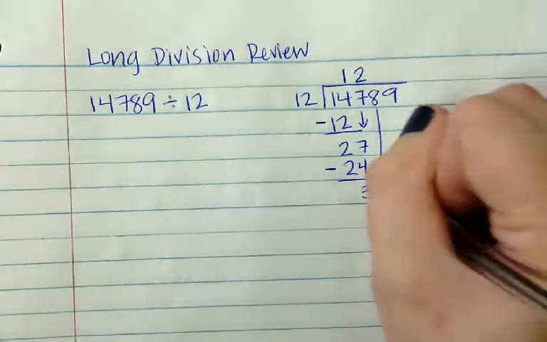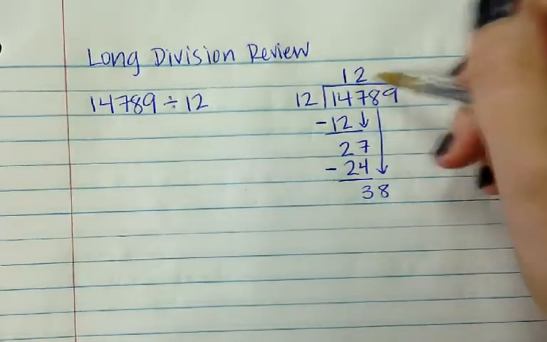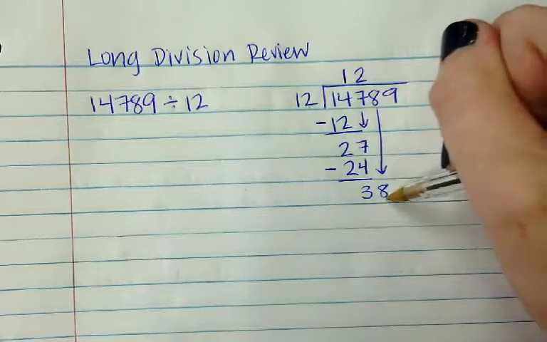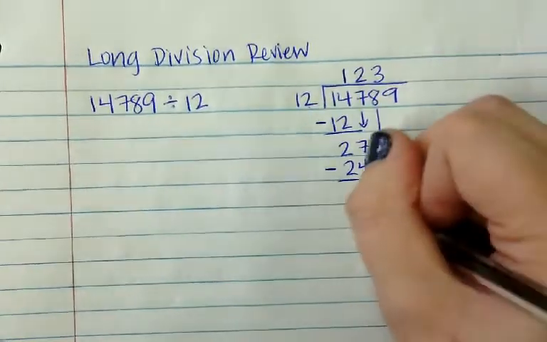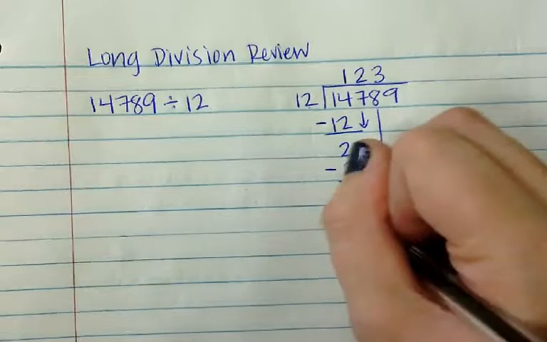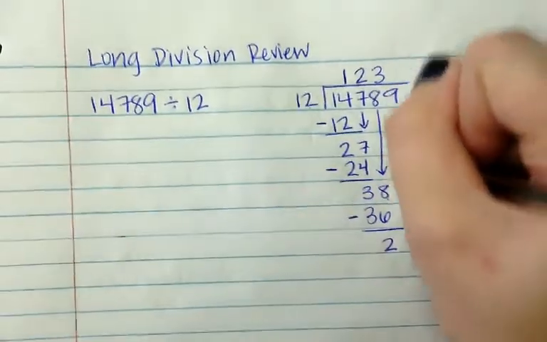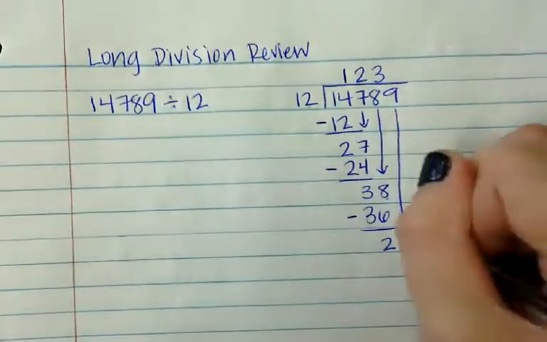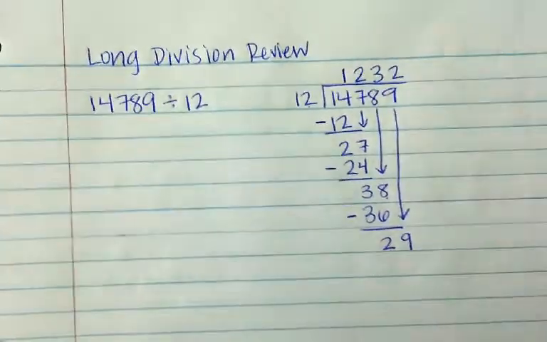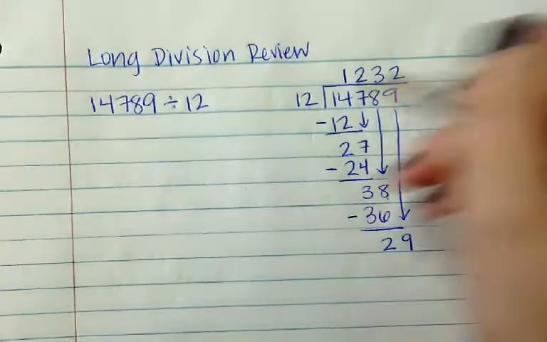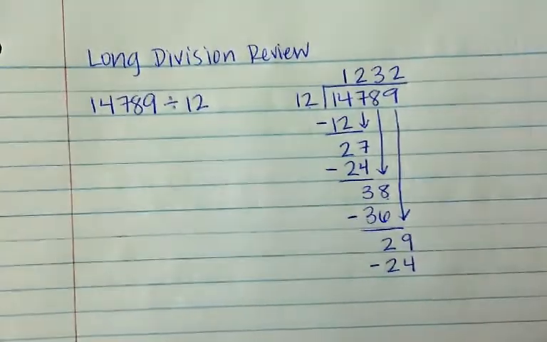How many times does 12 go into 38? 3 times. 3 times 12 is 36. Subtract it. You get 2. And that becomes 29. And then once again it goes in 2. 2 times 12 is 24. Once again we subtract. And we get 5.